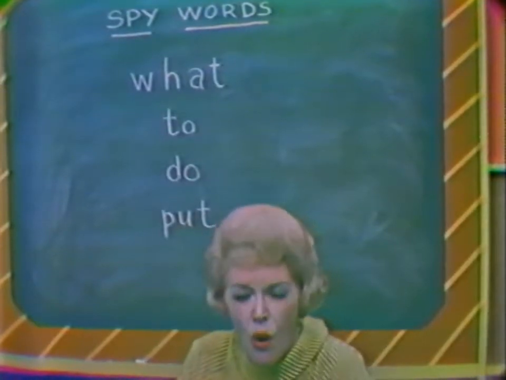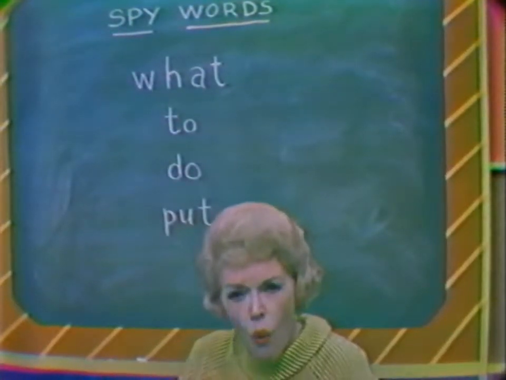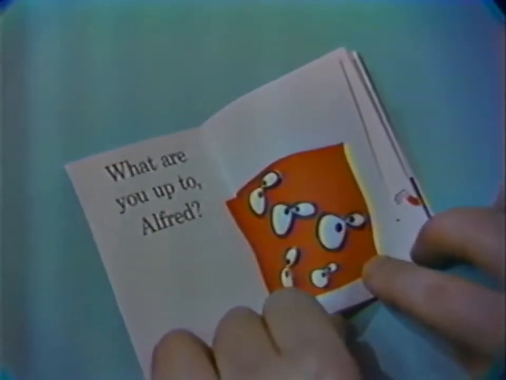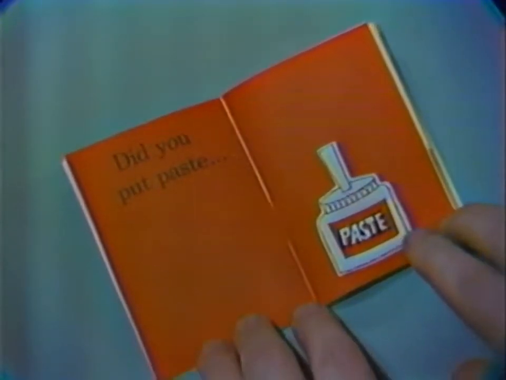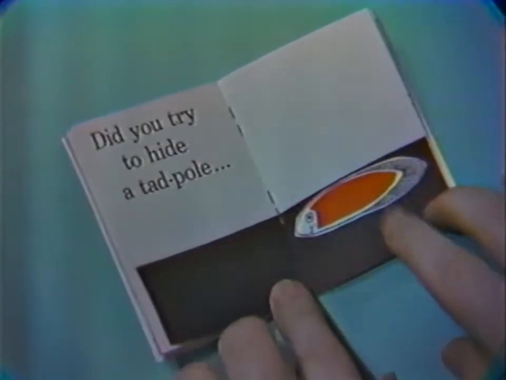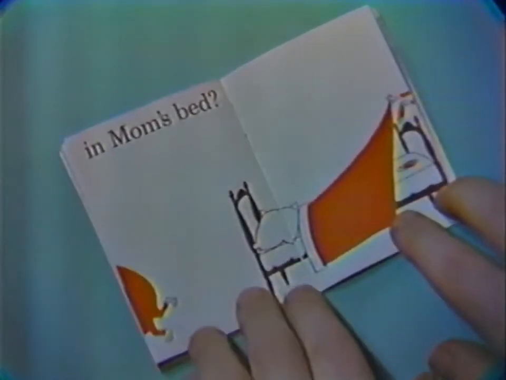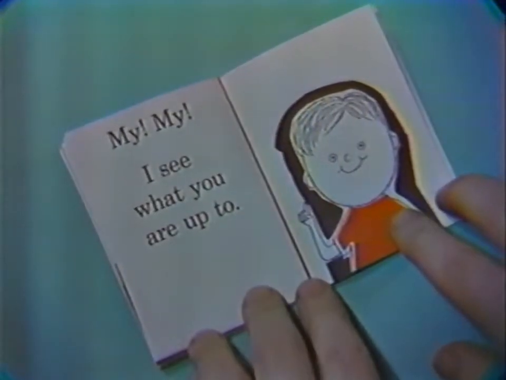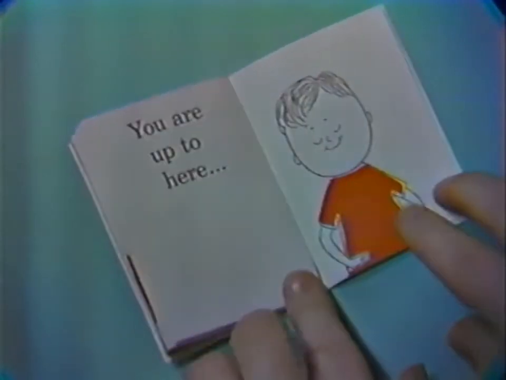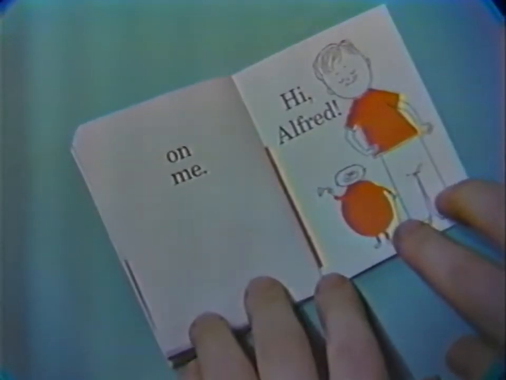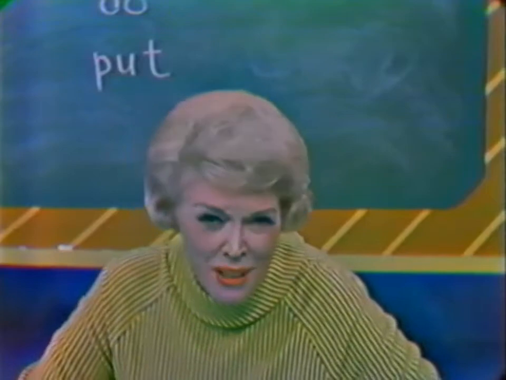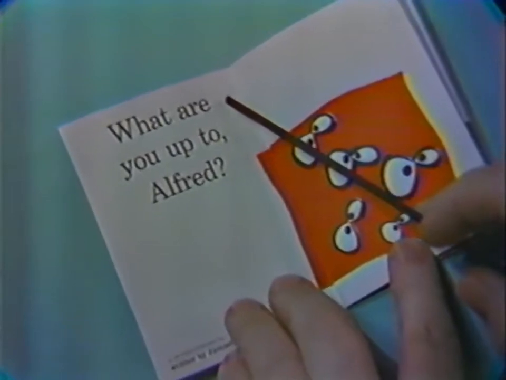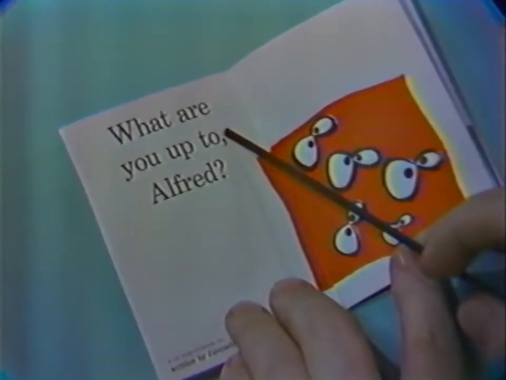Remember, I told you the name was What? All right. What are you up to, Alfred? Are you up to some bad stuff? Did you put paste in Dad's hat? Did you try to hide a tadpole in Mom's bed? My, I see what you are up to. You are up to here on me. Hi, Alfred. Well, that's Alfred. I told you he was always up to something. Now let's read it together. We'll go slowly. All right? You ready? Fine. What are you up to, Alfred?